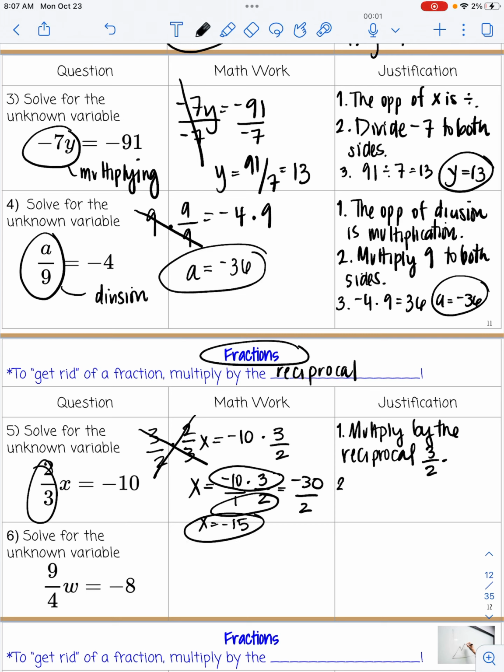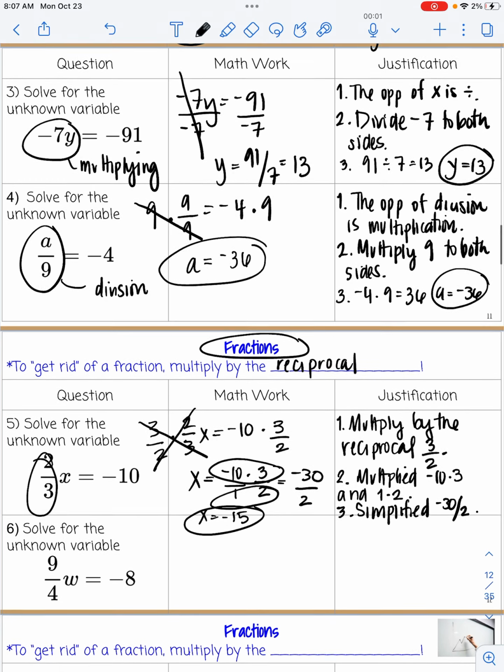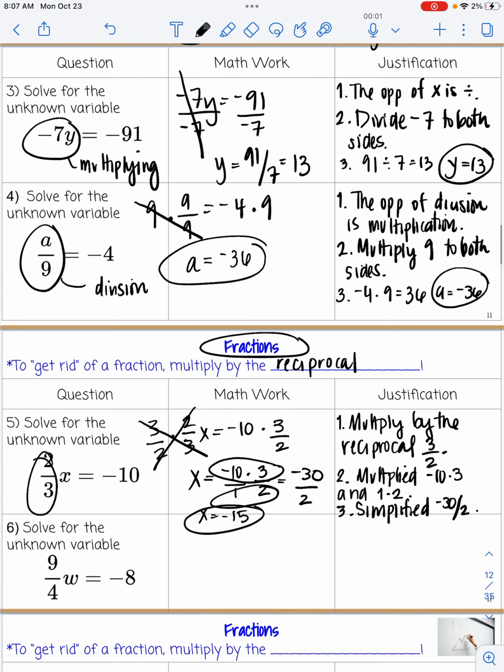So let's write down what I did. I multiplied -10 times 3 and 1 times 2. Then I simplified -30/2. Let's go ahead and have you guys try out number 6. Pause the video, go ahead and try it. Again, you're going to be multiplying by the reciprocal.